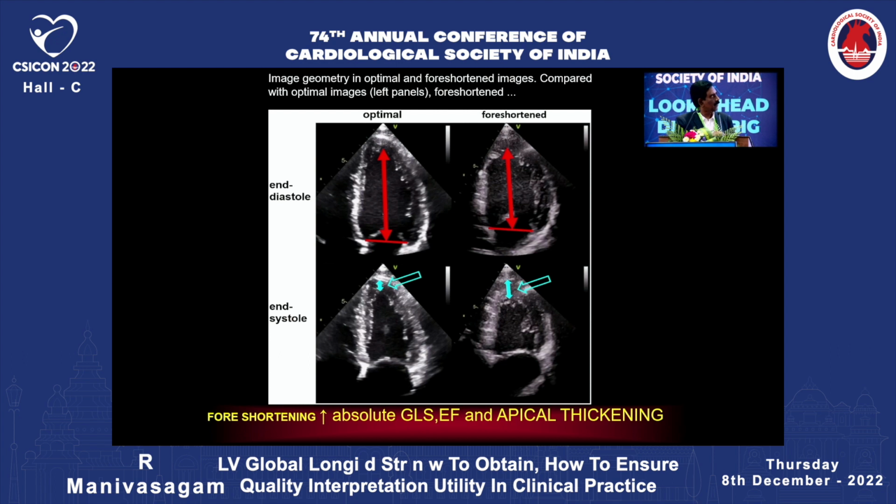The effect of foreshortening, how to identify: the normal left ventricle is a prolate ellipse, whereas the foreshortened one will be a little bit ovoid in shape, and the apex will be thickened. These are all the clues to identify foreshortening. What is the effect of foreshortening on 2D strain imaging? Foreshortening will increase the absolute value of GLS, will falsely increase the ejection fraction, and apical thickening will be there.